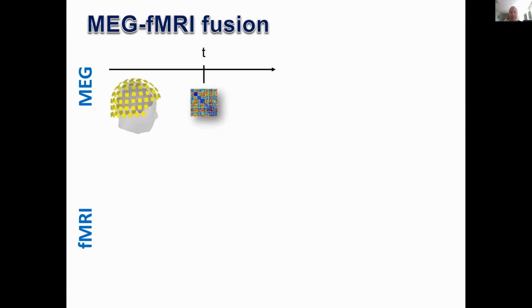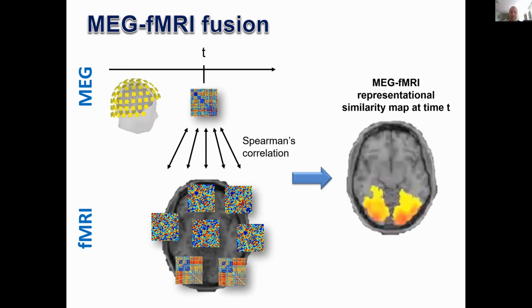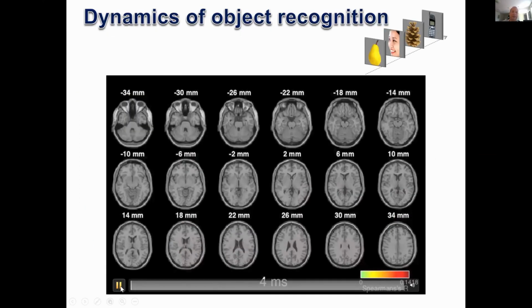So in MEG, in time, we have these matrices. In fMRI, in space, we have these matrices, so we can exhaustively correlate pairwise these matrices. And by doing so, we can construct these correlation maps, which we call representational similarity maps. In this case, it will be for time 0, but if you start repeating this for every time, you actually end up with these matrices of dynamic activity. So you can see the dynamics here in the brain.